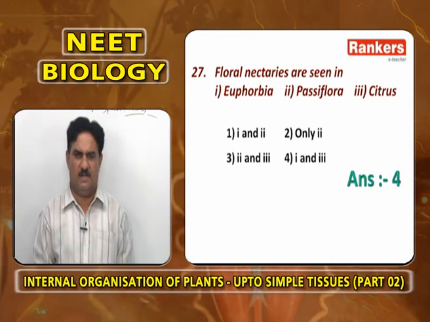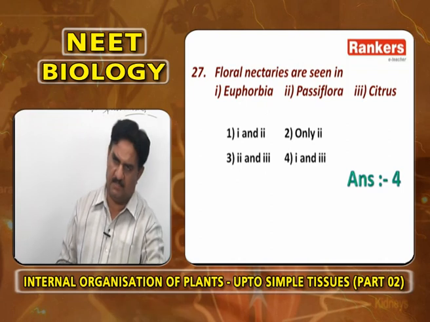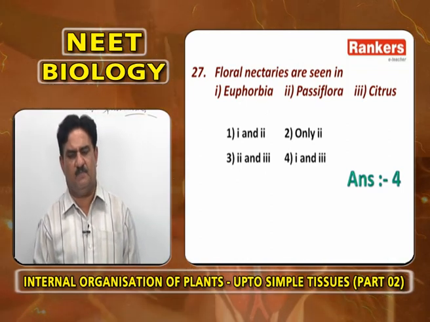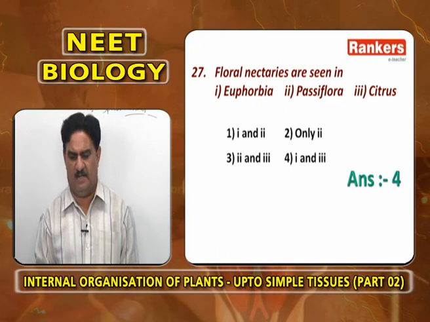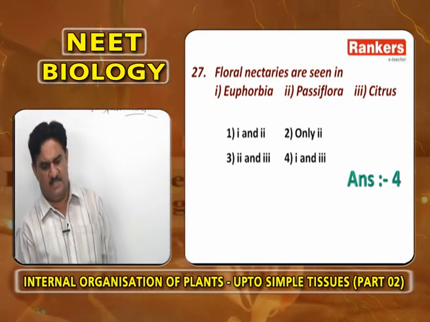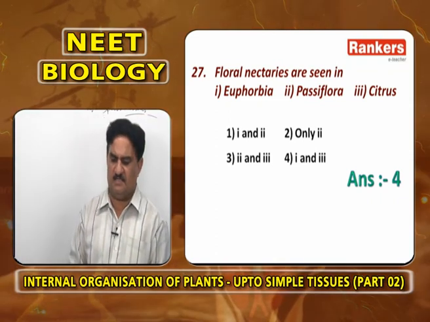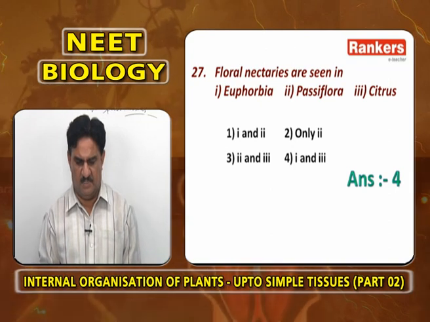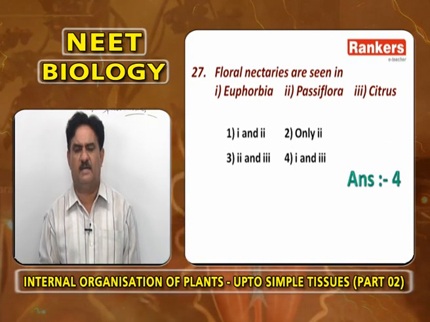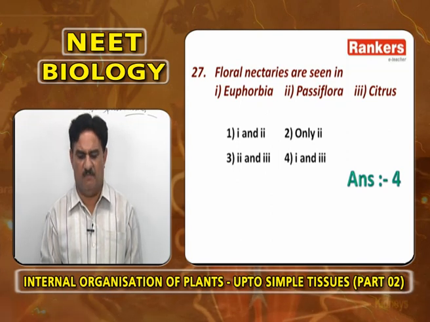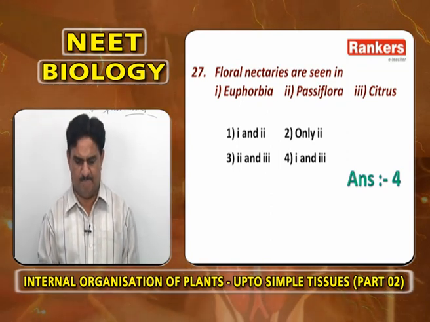Why? In passiflora, nectary glands are present on the petioles. Whenever they are present on any other part of the plant except floral parts, it is called extrafloral nectaries. So, extrafloral nectaries are found in passiflora. If the question is given as extrafloral nectaries are seen in passiflora, the answer will be 2. But here the question is floral nectaries are seen in. So, 1 and 3. Euphorbia and citrus are the plants where you will find floral nectaries.